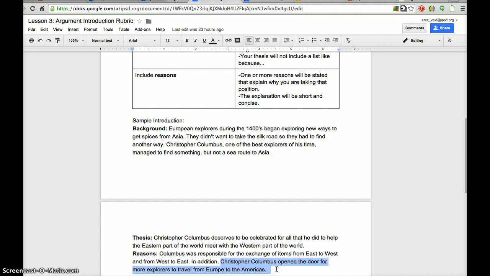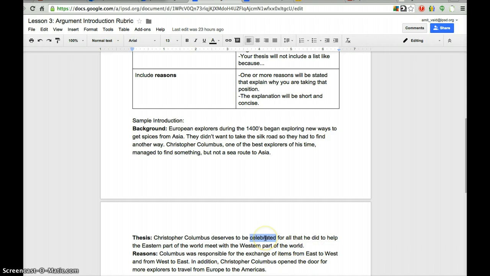So I want you to notice something here. My reasons are directly connected to my thesis. My thesis is that Columbus deserves to be celebrated for all that he did to help the eastern and the western part of the world meet. Now I have to have reasons for supporting this thesis. Reason number one is the reason we should celebrate him is because he was responsible for the exchange of items from east to west.